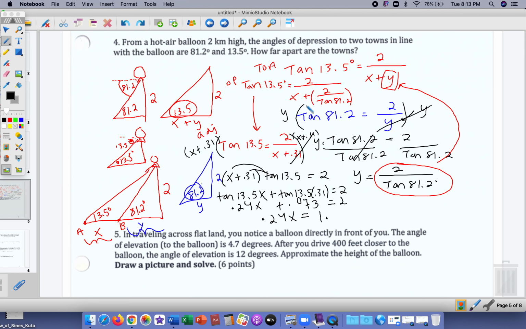Take that back. I'm supposed to do 0.073, so it's 1.927, and then if we divide that by 0.24, we'll get 8.02. And so that's our final answer. That's the x, the distance between the two towns. And then the very last problem.